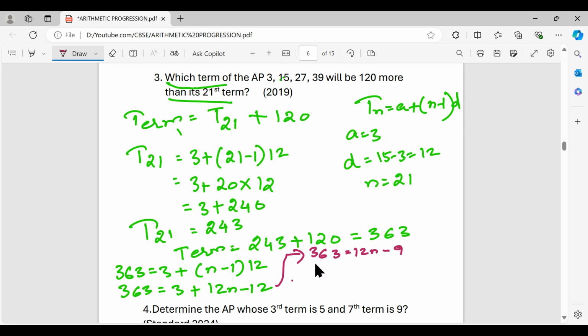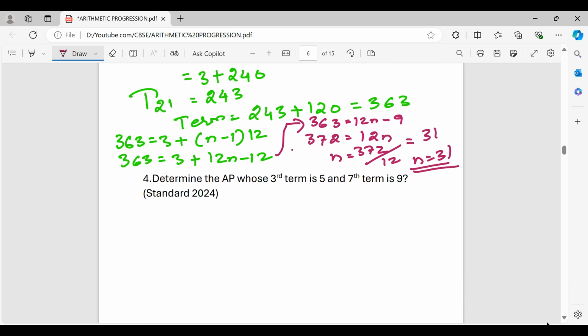Bring the minus 9 this side, and you get 372 equals 12n, and n equals 372 over 12. So that will give you 12 threes are 36, 12 ones is 12. So n value is 31. So the term of the AP 3, 15, 27, 39 which is 120 more than its first term, the answer will be the 31st term. Okay, now let's move to the next one.